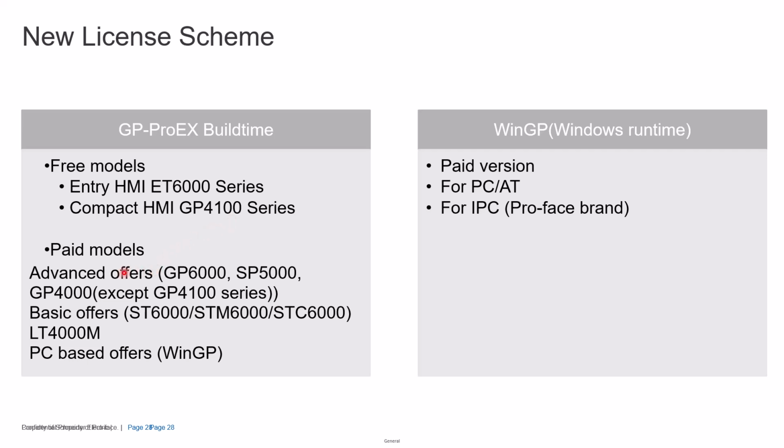The paid models are going to be the advanced offers, the 6000, 5000, 4000, except the small ones from up here. And then these basic offers, the LT4000M HMI PLC combo with built-in I/O, and then if you want to build for the WinGP PC-based offer, you'll also need a paid license. Okay, for the WinGP Windows runtime, we're going to have a paid version for basically generic PCAT, and then a version for ProFace brand IPCs.